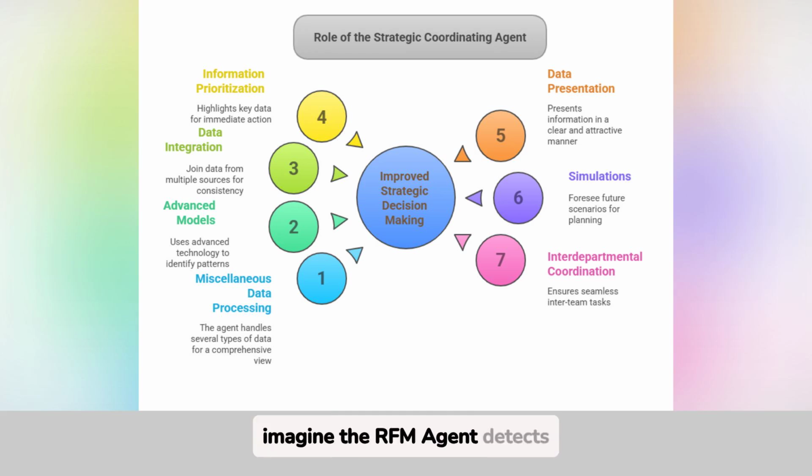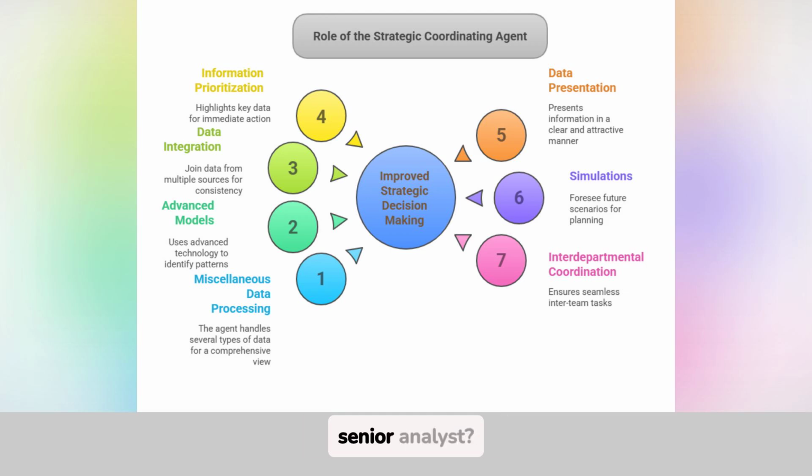Or imagine the RFM agent detects an inactive customer, the contracts agent shows they didn't renew, and the funnel agent suggests a new business opportunity. The coordinator sums it up for you as: customer at risk detected, suggested reactivation proposal. This type of integration not only saves time, but reveals connections that sometimes go unnoticed even by human analysts. So, does it act like a senior analyst? Exactly. But an analyst who does not sleep, is not distracted, and has access to all data sources simultaneously.